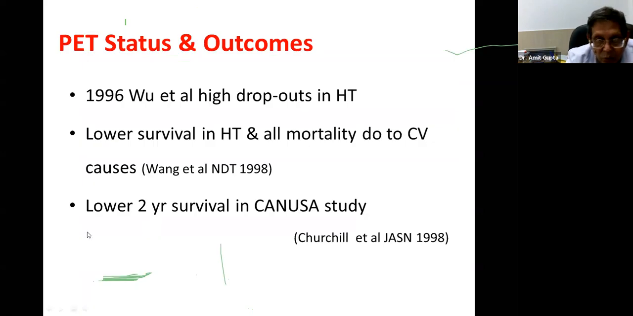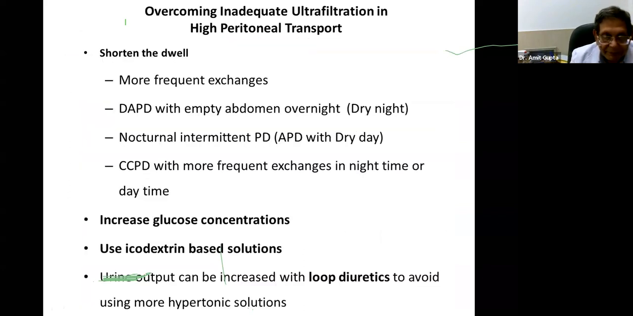And Wu and colleagues way back in 1996, which has been now shown by other people in subsequent publications, found that patients who have high transporters have high dropout rates. They can have low survival, and their mortality due to cardiovascular causes increases because of edema and volume overload. And even the CANUSA study had shown that there was a lower 2-year survival in patients with high membrane transport characteristics. So what do we do?